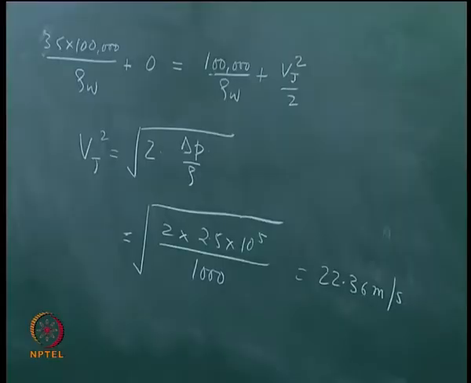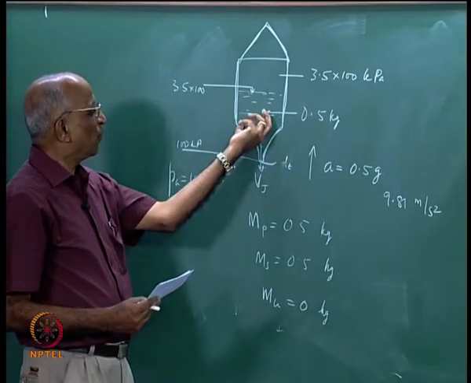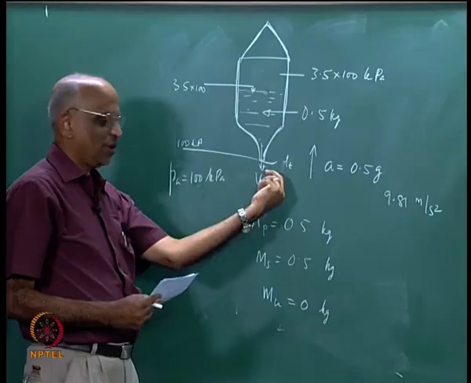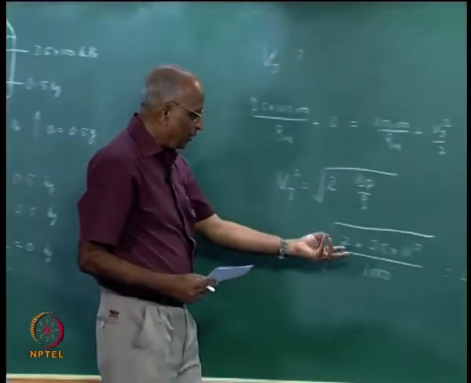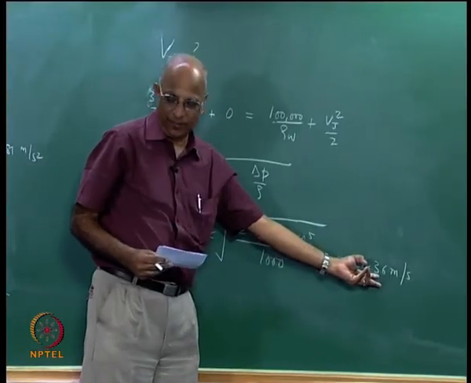We should be able to do any problem, and that is why I chose this particular water problem. You are pushing out water with some pressure, you know the velocity with which it is coming out, and that velocity is 22.36 meters per second.